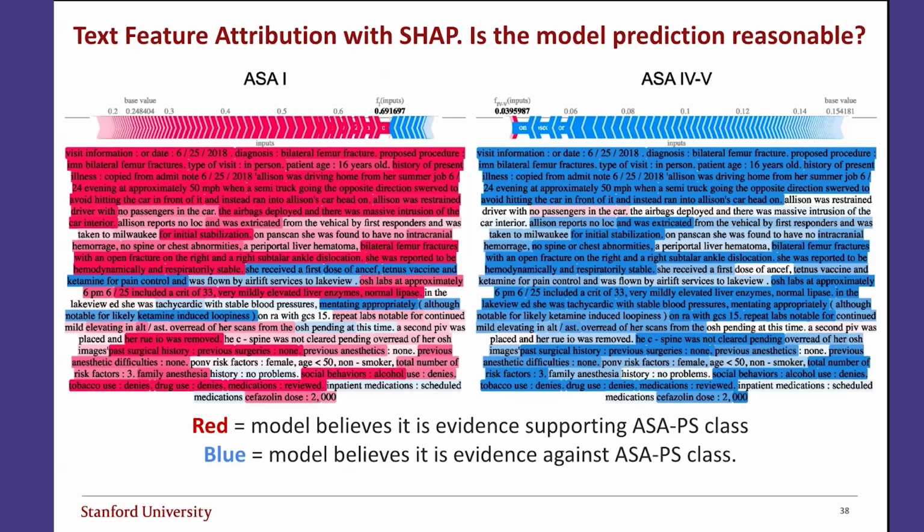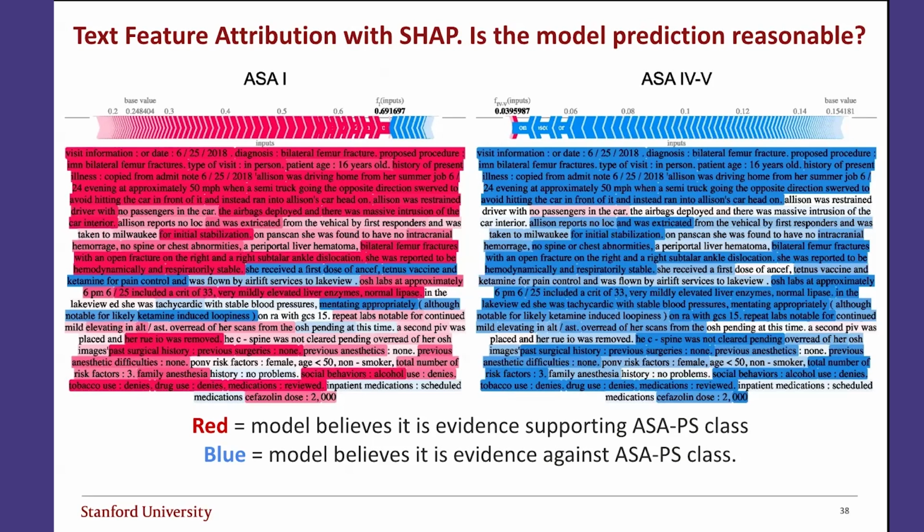And when you add up all the evidence, you essentially get the probability that the model will predict the ASA class. So if you look at the force plot above the text, you'll see the addition of all the evidence, and you will get the model's probability prediction. In this case, the model thinks that the patient is ASA class 1, which is actually true.